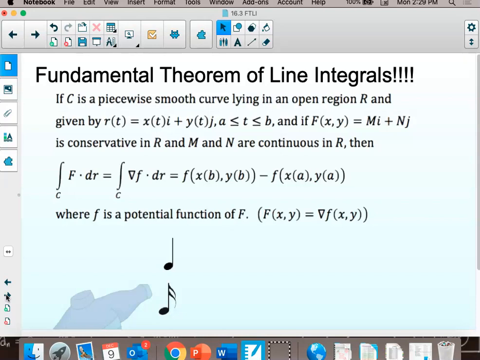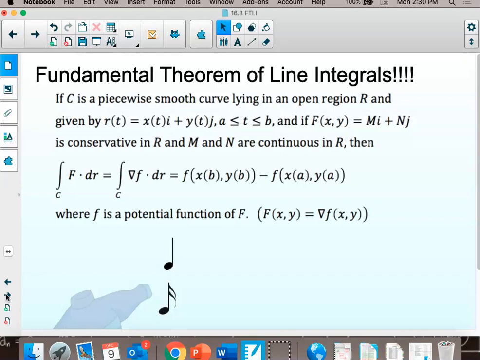Yes, Sophie? Does this mean that if you have to find the work with a super crazy path, you can just find the points it goes to and use x equals y for the path? For this, yes. I don't know about in life. But yeah, for this, yes. So here's what happens. So we know that the line integral over C of f dot dr calculates the work done along path r through vector field F.